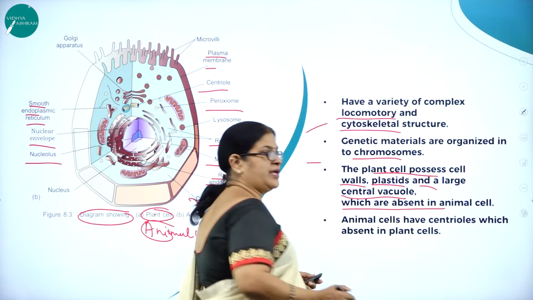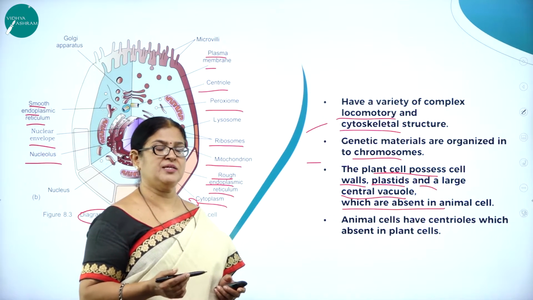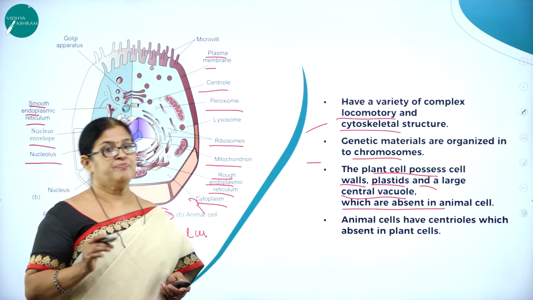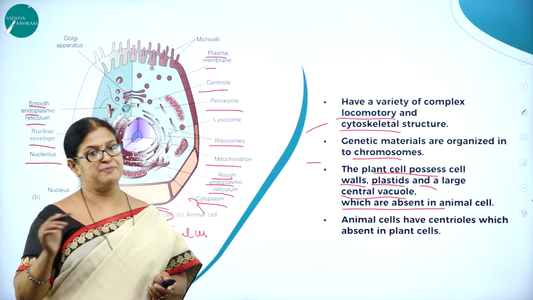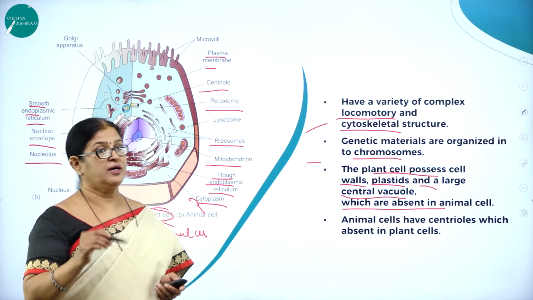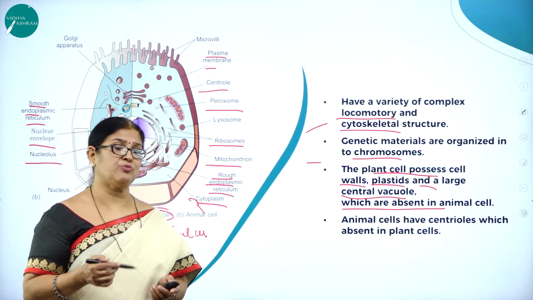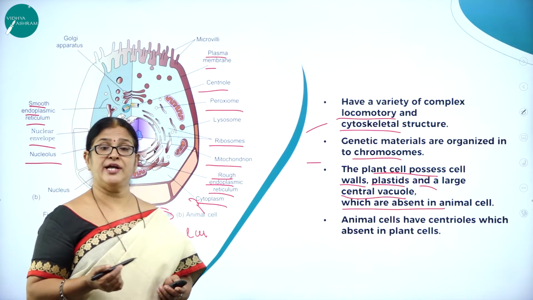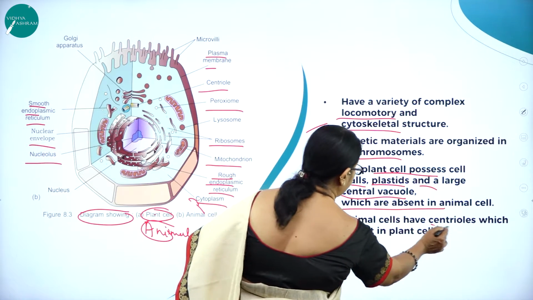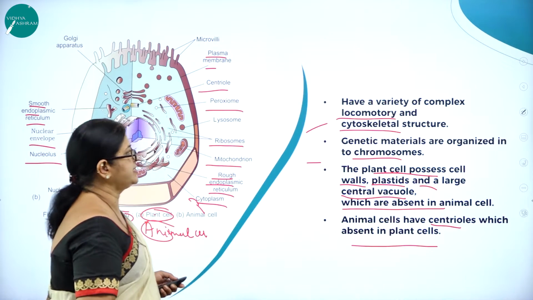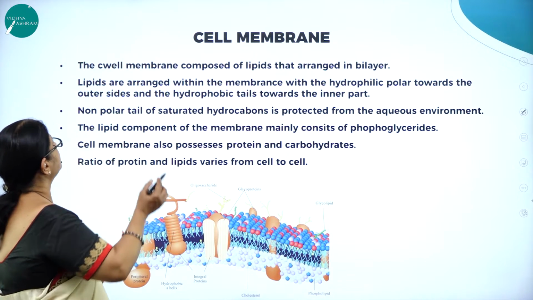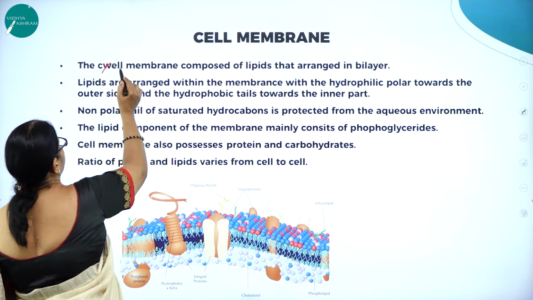So what is a very important difference between a plant cell and an animal cell? Cell wall is present in plant cell, absent in animal cell. Vacuoles are present in plant cell, absent in animal cell. Chloroplast is found in plant cell because they manufacture their own food. But animal cells are heterotrophic in nature, so they don't have the chloroplast. Animal cells have centrioles, which are absent in plant cells. Then the cell membrane, very important, as I said.